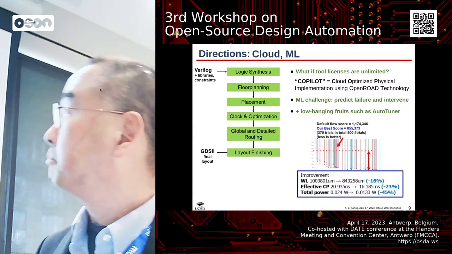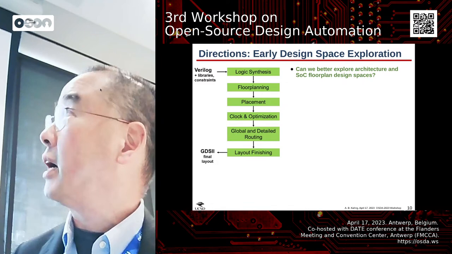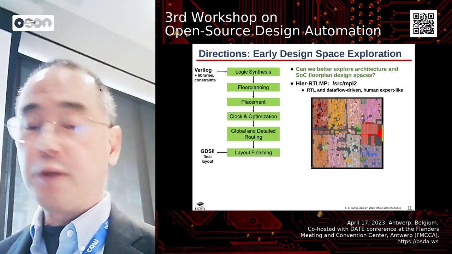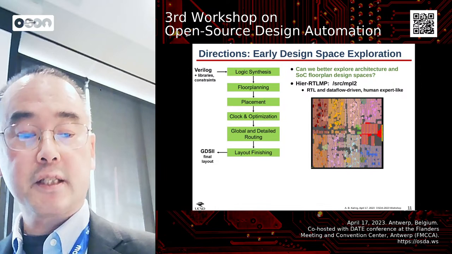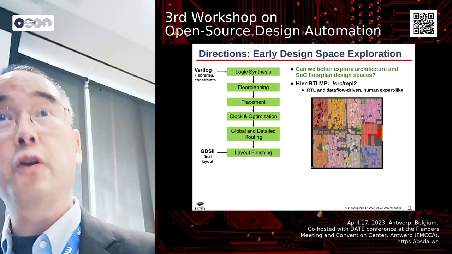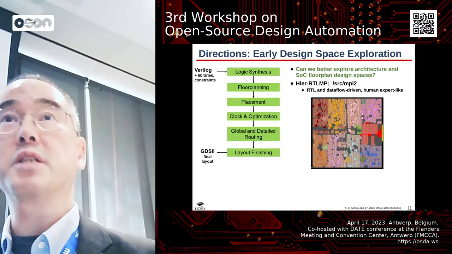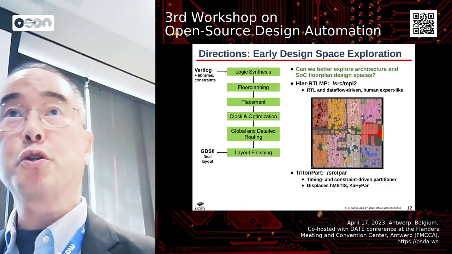The second overarching direction is to enable faster and more accurate exploration of architecture and floorplan options. Shortening the time to useful PPA feedback is very valuable these days. And so there's a new macro placer called hierarchical RTLMP, which understands RTL hierarchy and data flow. It delivers very human expert-like results. This is an AI accelerator in GlobalFoundries 12LP with 760 macros. And we think users will start to auto-tune this new macro placer, use it for early design space exploration, build hybrid flows with commercial tools or other possibilities. Early design exploration also depends on partitioning that understands timing and modern constraints. So TritonPart is a very strong partitioner that is also new in OpenROAD.